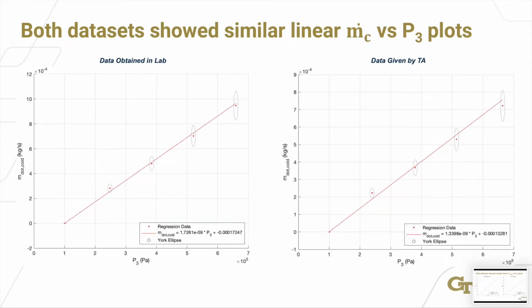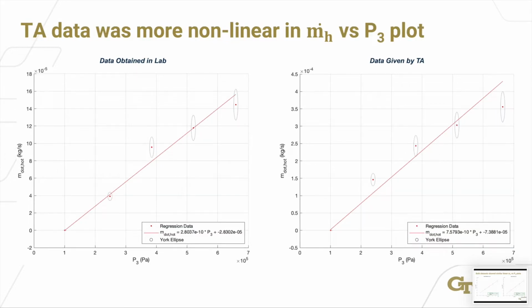The results for the cold mass flow rate plotted against input pressure were also remarkably similar. Our data did yield a slope about 30% larger than that for the TA's data, primarily due to our larger range of values, but both datasets showed very close agreement with the linear trend line.